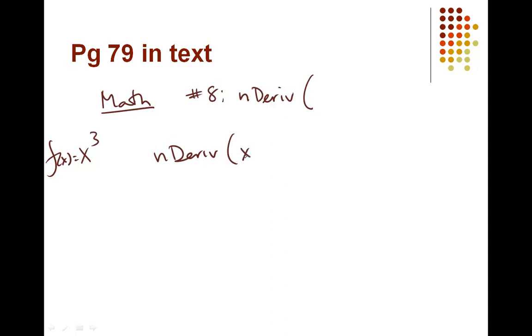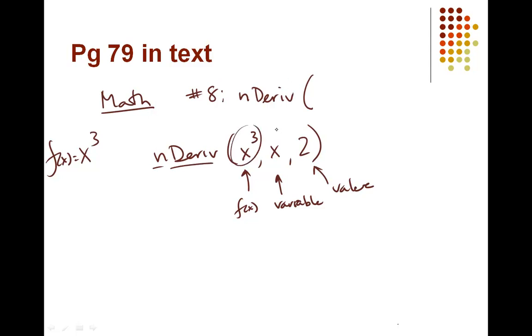The first is the function, so enter x cubed, then a comma, then an x, comma, and 2. What we've done is we've entered the function value, the variable that we are using, and the value. This is really saying to us that we are looking for the numeric derivative of x cubed for the x value when x equals 2. And then if you push enter, you should get 12. And that is the numeric derivative, or the slope.